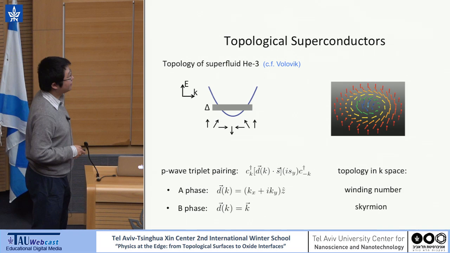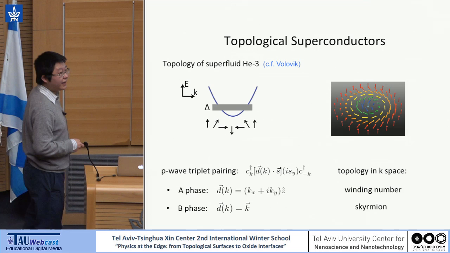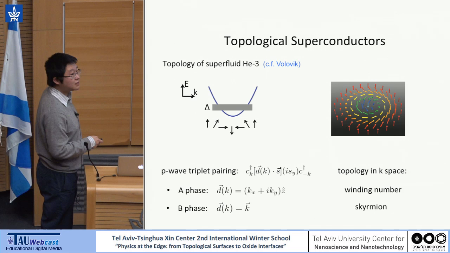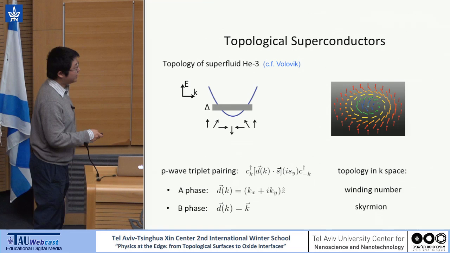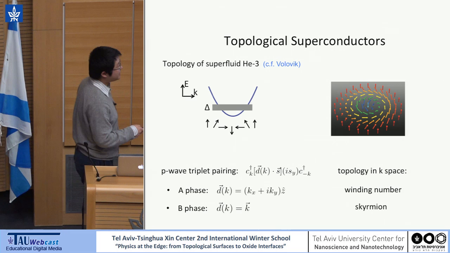For example, in the so-called A phase, the d-vector is uniaxial in spin space. It's always pointing up in spin space, but it's a complex function of the momentum, kx plus i ky. So this leads to a winding number if we go around the origin in k-space, and this winding number is an example of a topological index.